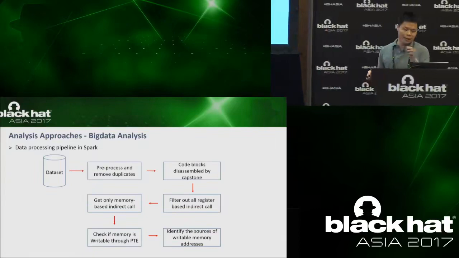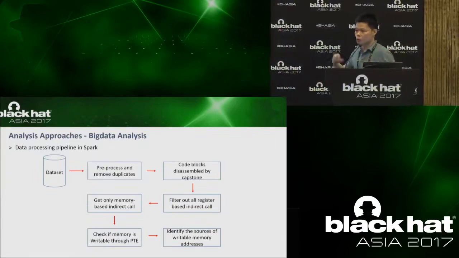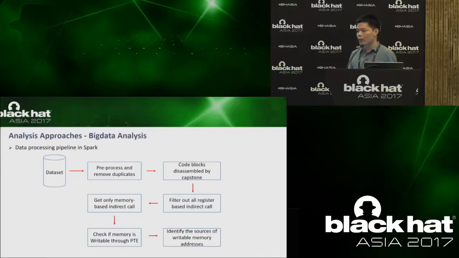Yeah, because that's our research focus. Basically, it's to try to find any memory-based indirect call that has a writable function pointer. Those register-based indirect calls we don't want to look at. So we only look at memory-based indirect calls. That's why we just filtered them out. That's why we need to collect the code block from the from address, right?